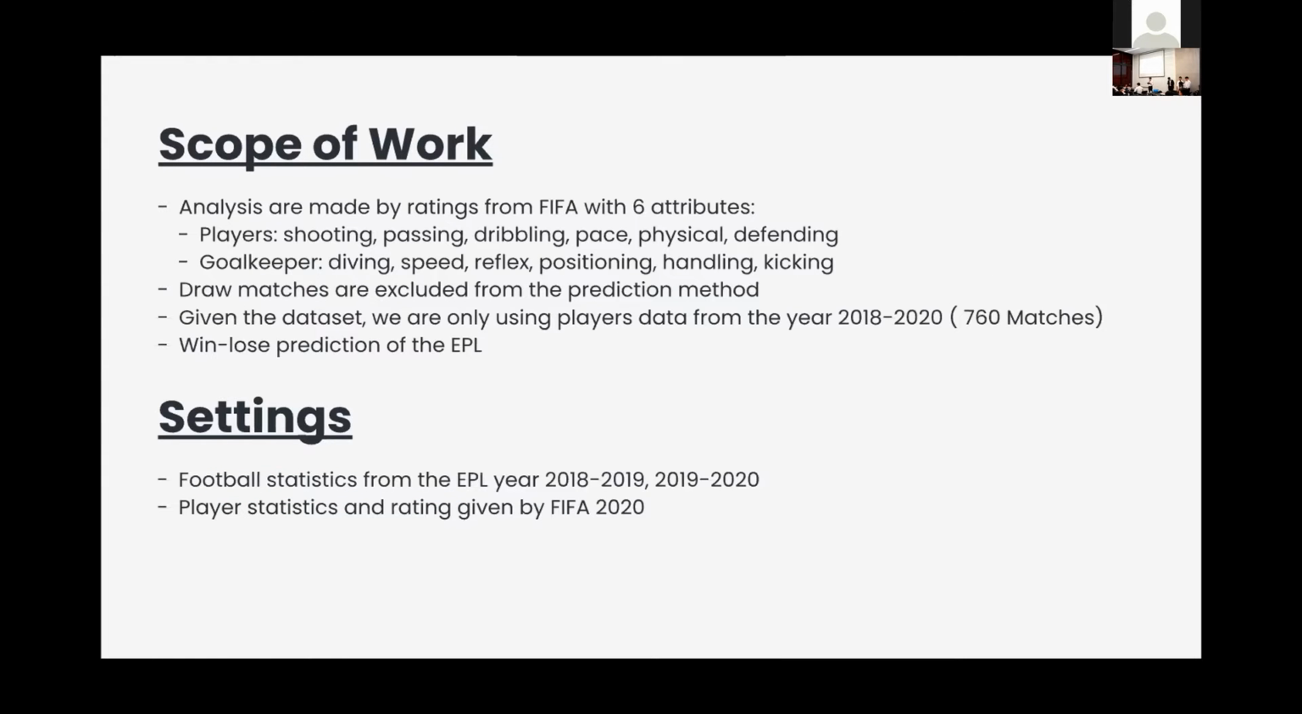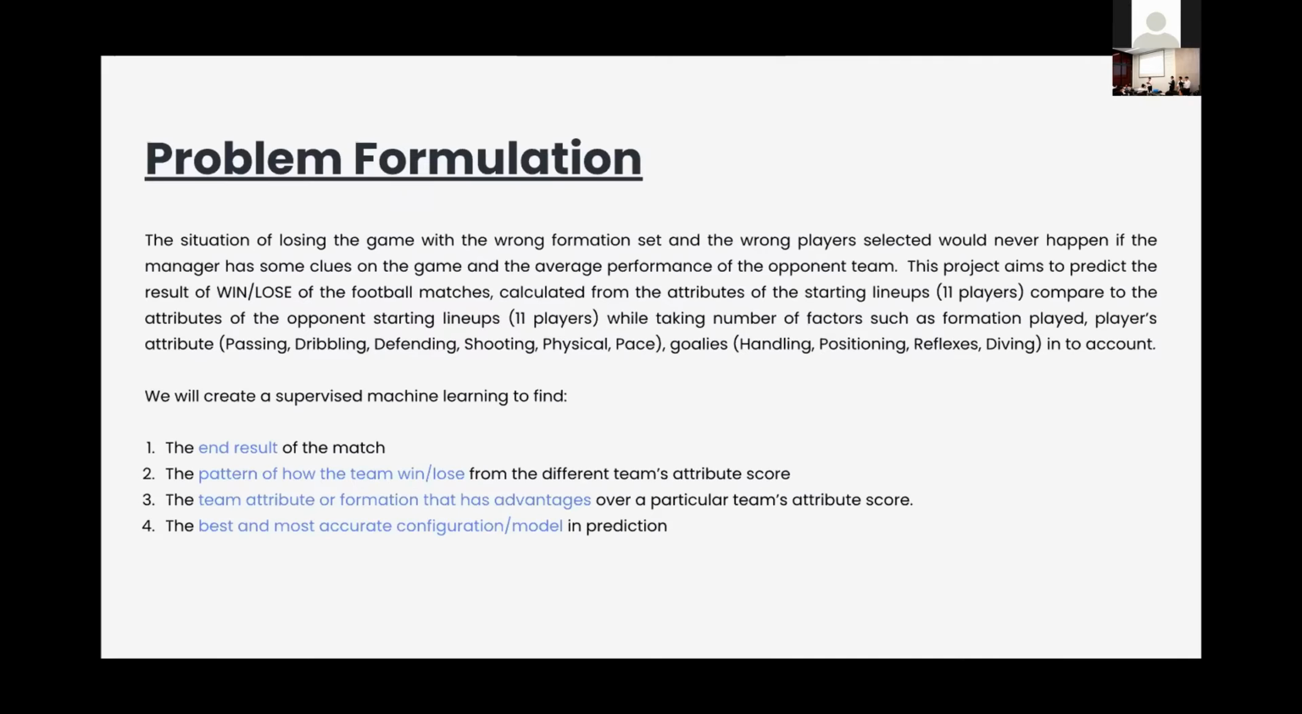For this project, we create a supervised machine learning model to find, first, the end result of the match; second, the pattern of how a team wins or loses for the different player attributes; third, the team attributes or formations that have an advantage over others; and the last one is that we present the best and most accurate configuration or model in prediction.